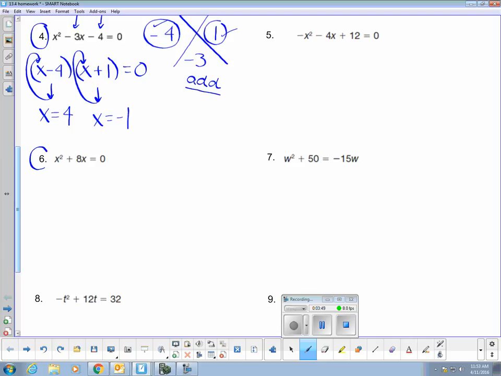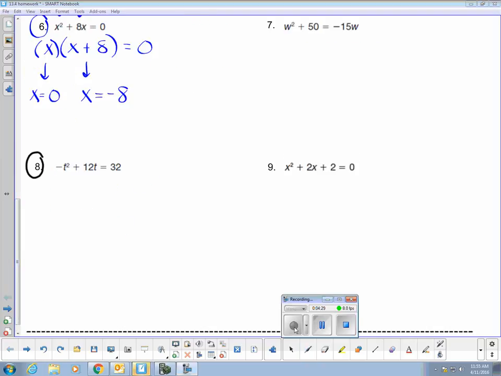Number 6. What I notice about number 6 is both of these terms, the first term and the second term, have a greatest common factor of x. So I begin by factoring out that greatest common factor, leaving me with x plus 8. So once again, I'm going to apply the zero product property, which says this term could be equal to 0, or this binomial is equal to 0 if x is -8 and if x is equal to 0.